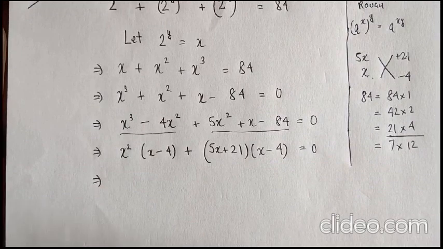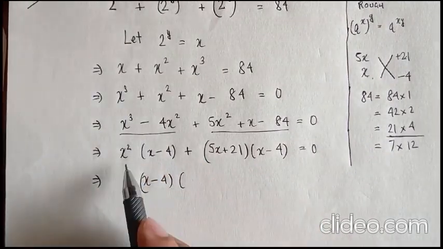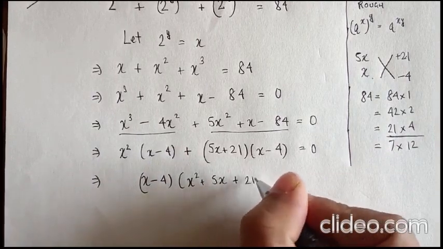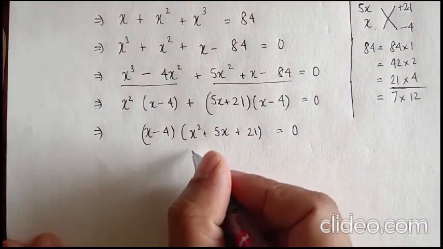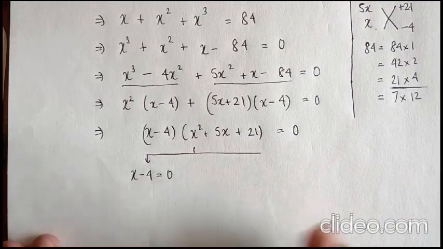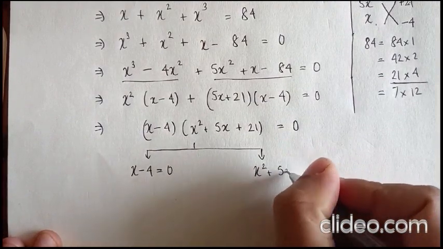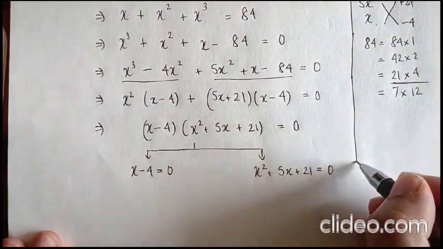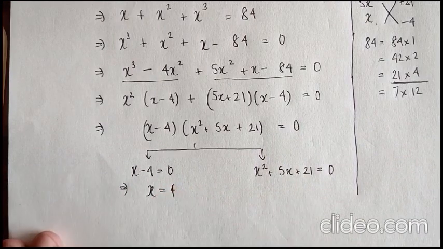This means x minus 4 is something we can take out. (x - 4) and (x squared plus 5x plus 21) is equal to 0. So this gives us two possible solutions. One is x minus 4 equals 0 or x squared plus 5x plus 21 is equal to 0. Now the first solution is simple. This means x is equal to 4, right?